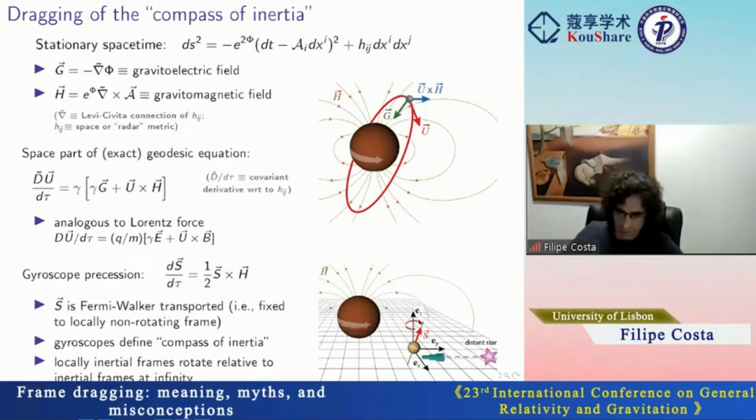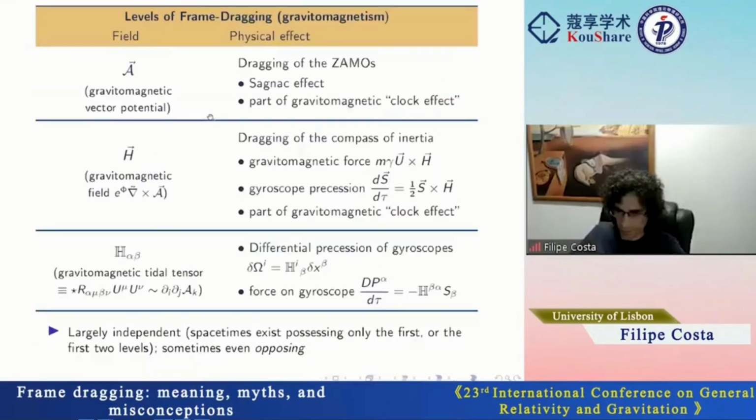And more generally, we can speak about dragging of the compass of inertia, because the frame does not need to be inertial. And so we can cast this form of frame dragging as arising from the compass of inertia manifesting in the equations in this gravitomagnetic field. So we can talk about different levels of frame dragging corresponding to levels of differentiation of the gravitomagnetic potential. The first level is the potential itself, governing the dragging, the Sagnac effect, and part of the gravitomagnetic clock effect. I will talk about this in a moment.